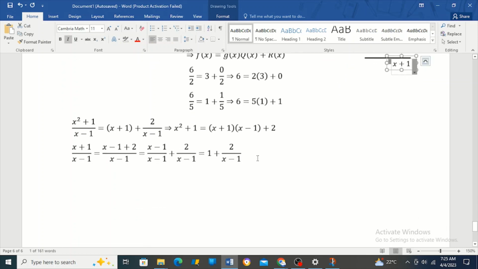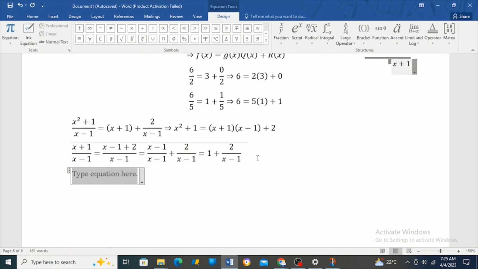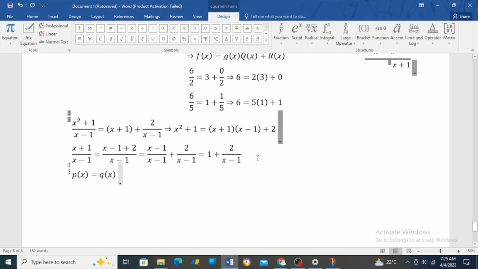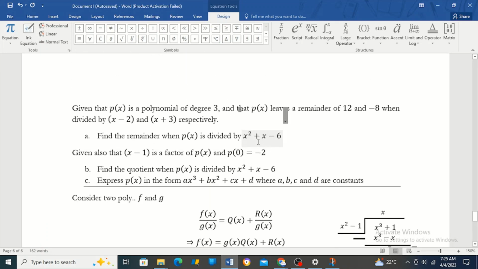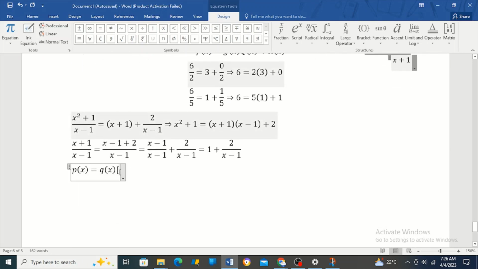So I was doing all this explanation so that whenever you find yourself in that situation, you know what to do. So we can say that our p of x is equal to the quotient times our divisor. In this case, what is our divisor? Our divisor is x squared plus x minus 6. And I would like us to identify that if you multiply these two divisors here, we get this divisor. So it's going to help us. So this is our divisor, then plus our remainder.